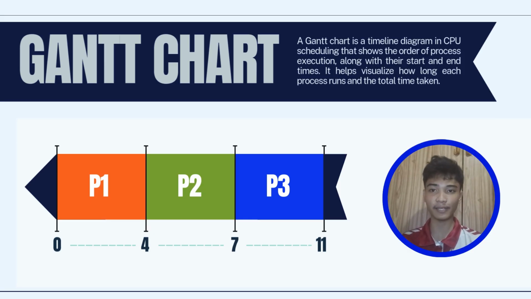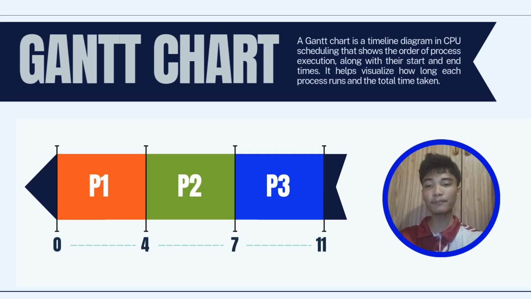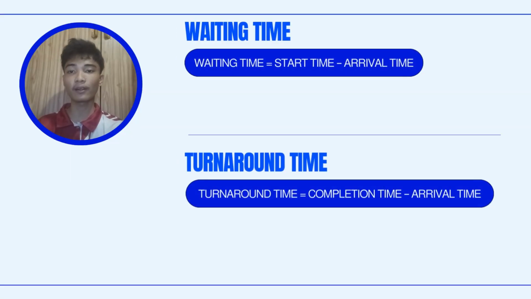So now that we've built the Gantt chart and can see the order of execution, the next step is to calculate some important values that help us measure the performance of this scheduling algorithm. The two key values we'll focus on are the waiting time and turnaround time.